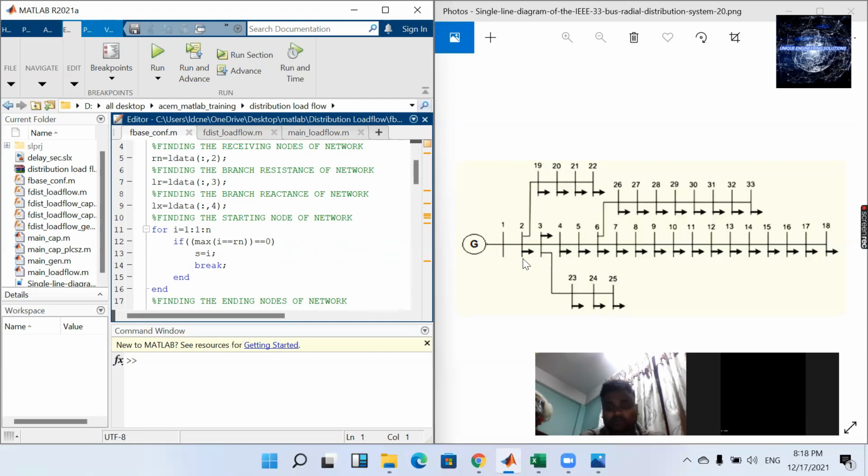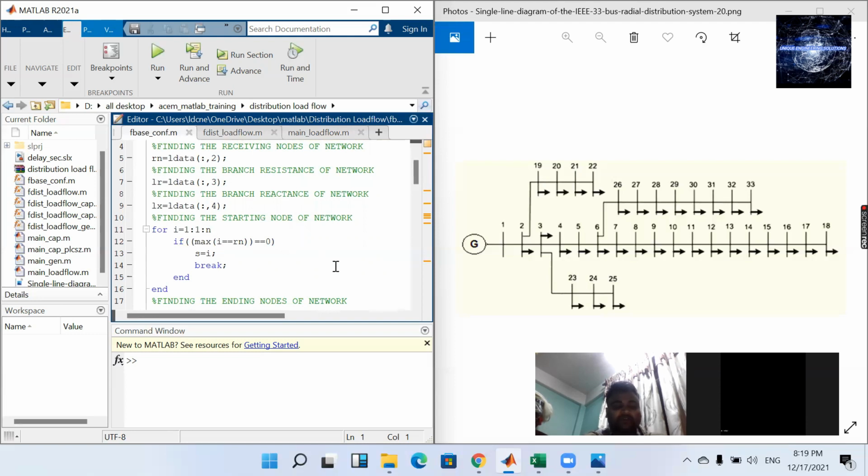So the node which is not fed from anywhere is the starting node. A node which is fed from somewhere corresponds to a receiving-in node. We have calculated Rn as the receiving-in nodes. So the node which does not belong to Rn is the starting node. So we can calculate a starting node by this logic.